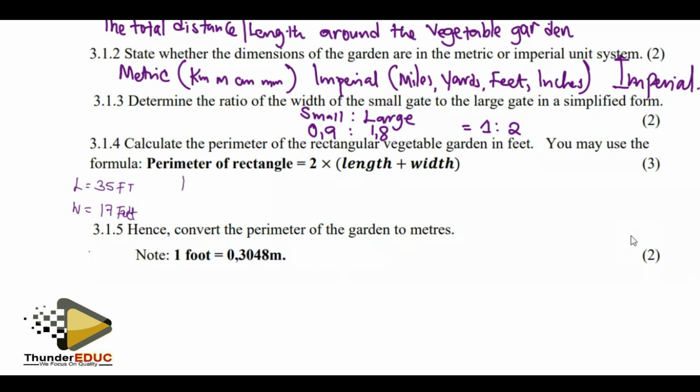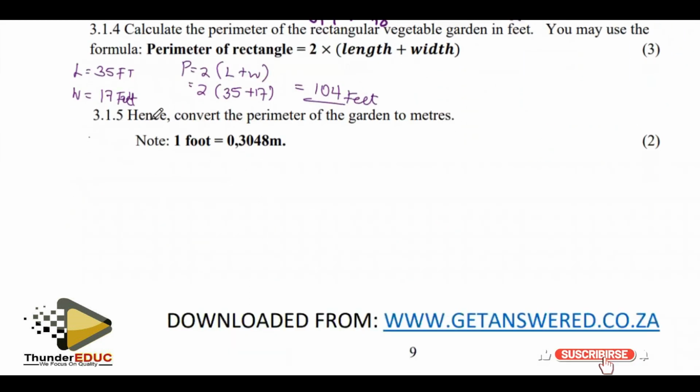So we substitute, and we say perimeter equals 2 into length plus width, which is 2 into 35 plus 17. We go straight forward, and you have the answer as 104 feet.